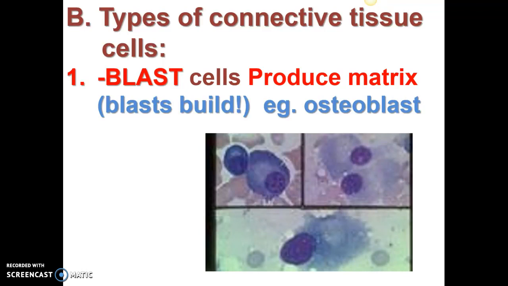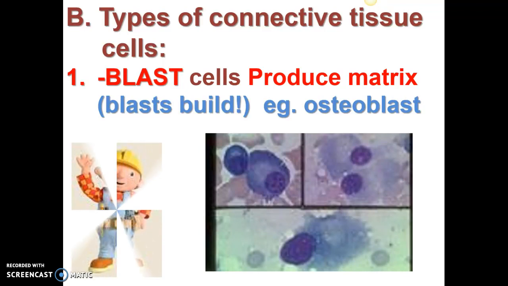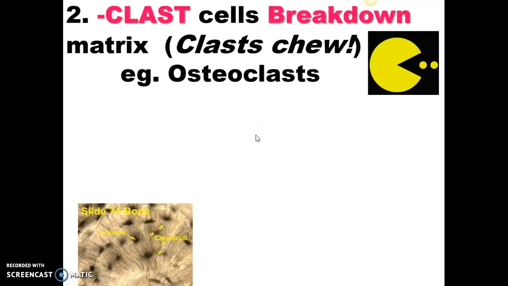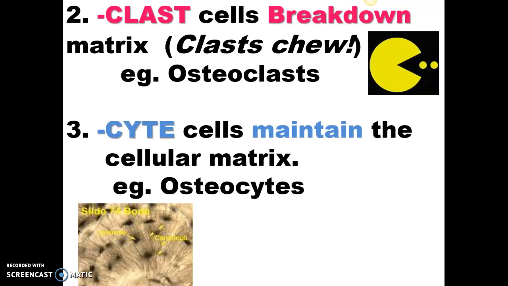One cell produces the extracellular matrix. They call it blast cells, like Bob the Builder. Bob the Builder blasts to build. Just think blast builds, BBB. Use some alliteration here. Bob the Builder blasts to put on bone, to put on stuff. You have clast cells, which chew, CC. Clast cells chew. Osteoclasts chew bone away.